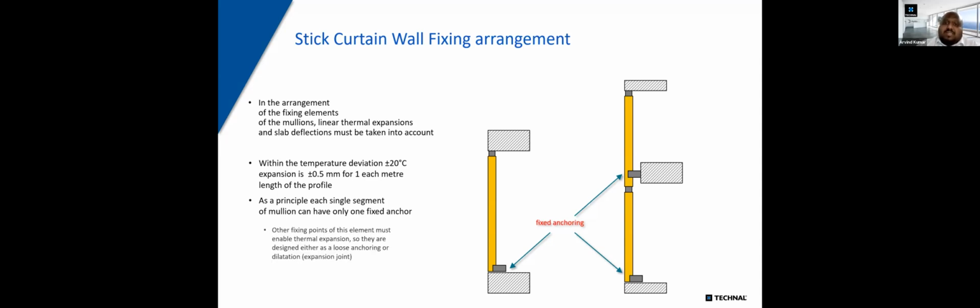linear thermal expansions. So this is where the fixing points from Technal are quite evident. We explain and ensure that a certain amount of loose anchoring is made to design this kind of expansion joint within your mullions. And this is significantly very important. In the fixing arrangement itself, we have two types of fixed anchoring. One of them, as we call a standing arrangement, where you have the fixed anchoring at the bottom and you have the loose anchoring at the top.